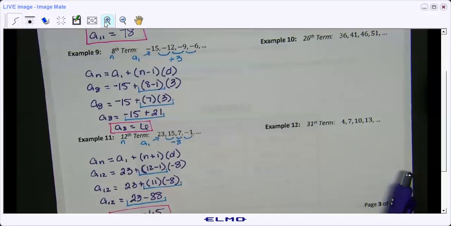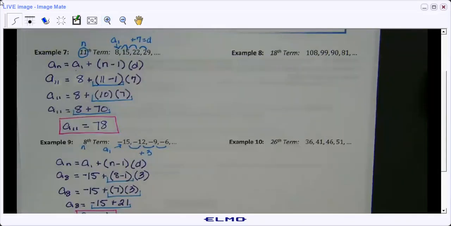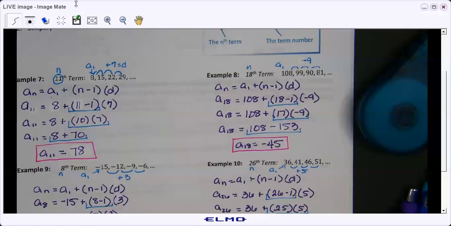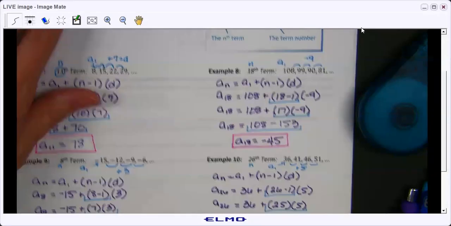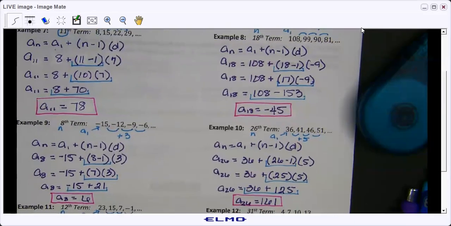So now it's your turn to practice on your own: 8, 10, and 12. I'm going to pause the video and we'll come back and check them in just a minute. All right, so here is 8 and 9.